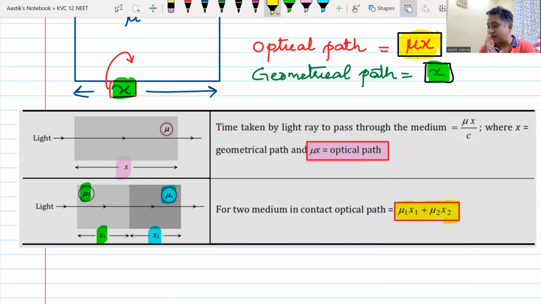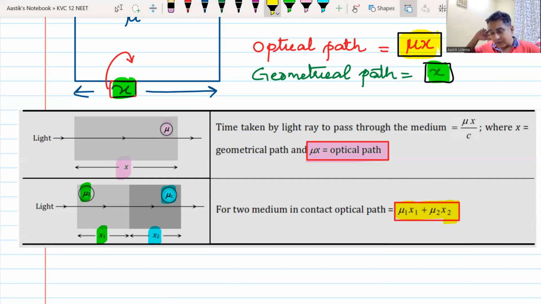Do we understand this? Has everyone written this? Yes or no? Once you're done, please raise your hand so that I can move ahead in life. The only thing you have to understand and remember is x is the actual path traveled in the medium. Mu x is the optical path, the equivalent path light would have traveled in vacuum if it was not traveling in the medium.